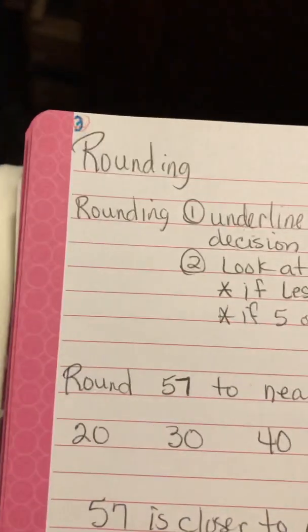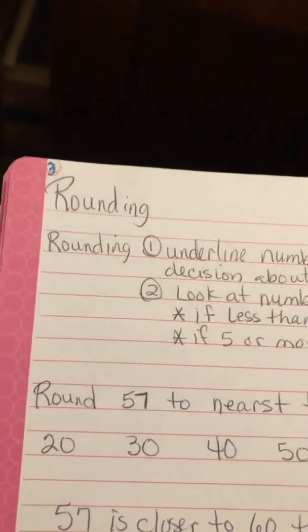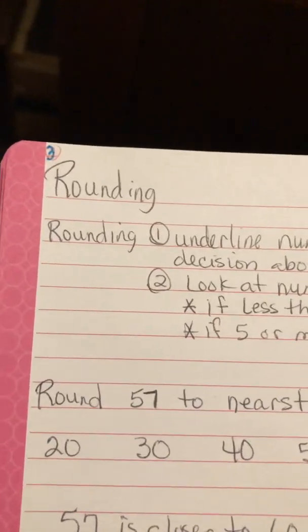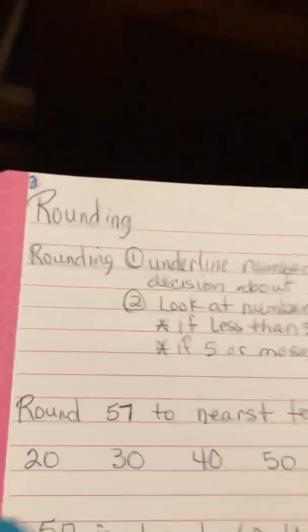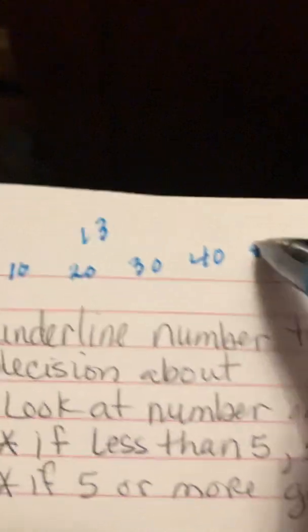All right, we're going to talk about rounding, kind of clear up some misconceptions about how to round numbers. First of all, if you said, oh, round 13 to the nearest 10. Well, you know how you count by tens. You say 10, 20, 30, 40, 50, and so on.